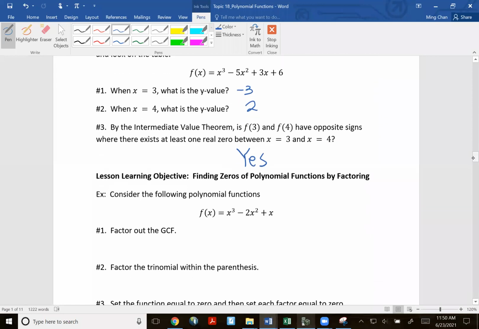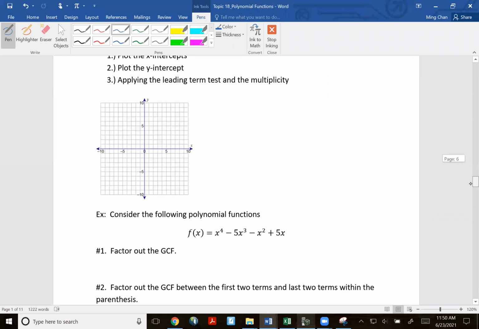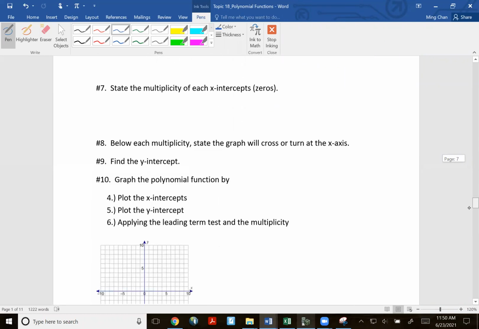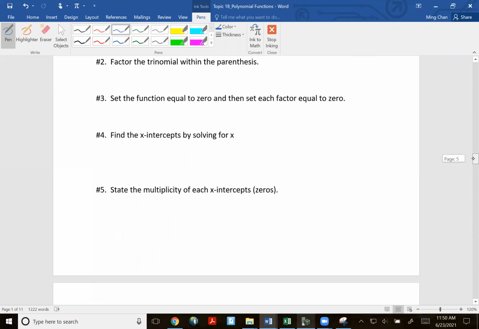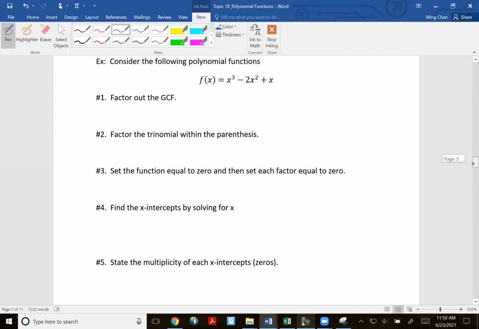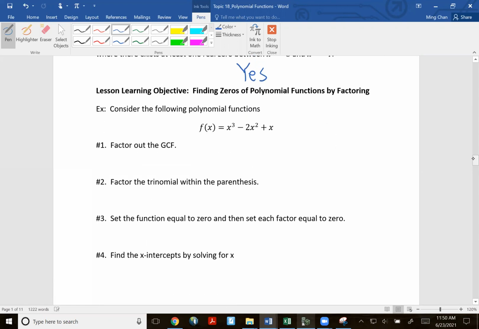All right, I'm gonna stop here. This is a good place to stop because this problem has a lot of steps. So basically, in the next part, I will show you how to find the zeros of a polynomial function by factoring. I'm gonna show you how to graph it also. All right.